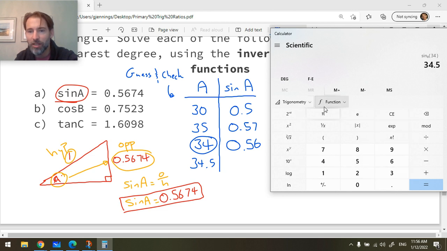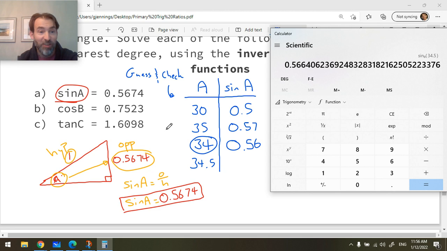34.5, and you're like, Mr. Jennings, this is so tedious. There, that's close enough for rock and roll, okay? We want something slightly bigger, 34.55, something like that would do it. Okay, if we wanted it to the nearest half degree, we've got it to the nearest half degree.